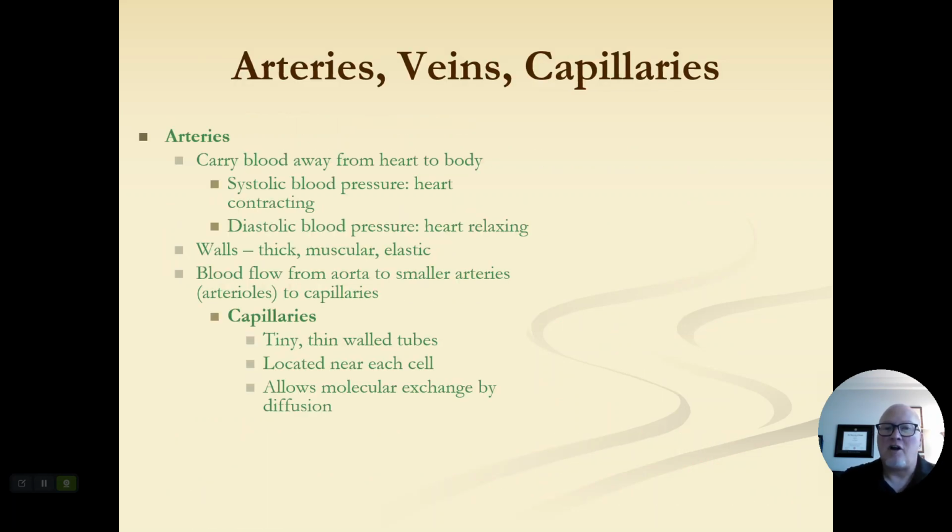So, arteries always carry blood away from the heart. Veins always carry blood back to the heart. You have capillaries, which are the smallest of blood vessels, and they tend to only be about one cell thick. And they're located near every cell. They create a net around the alveoli in your lungs, and that's where we have our gas exchange.